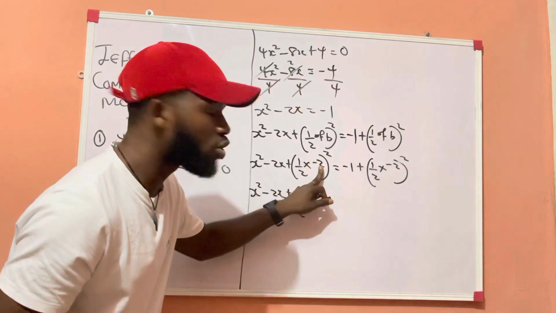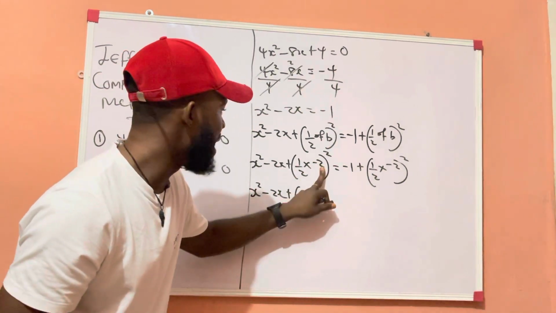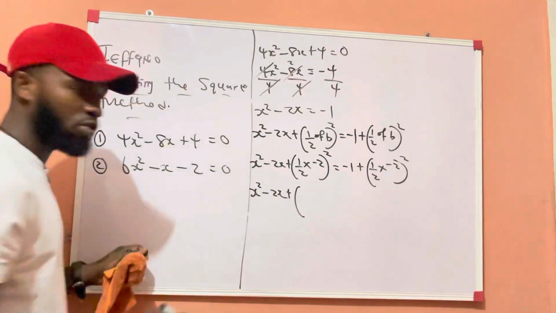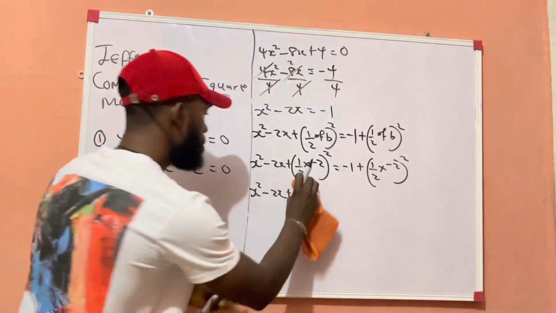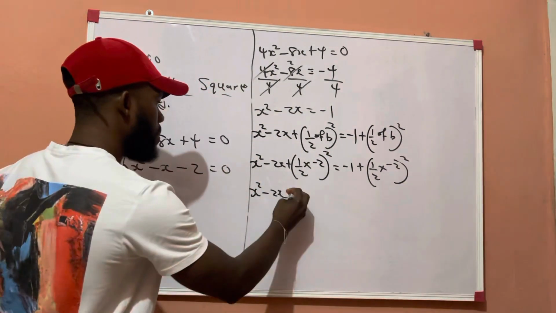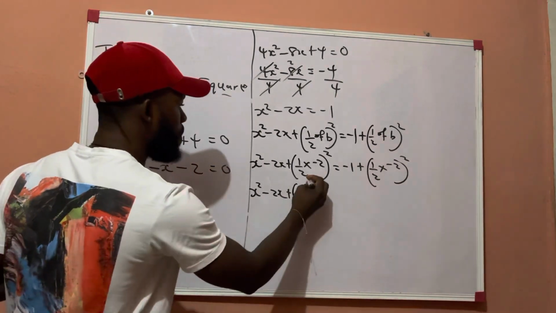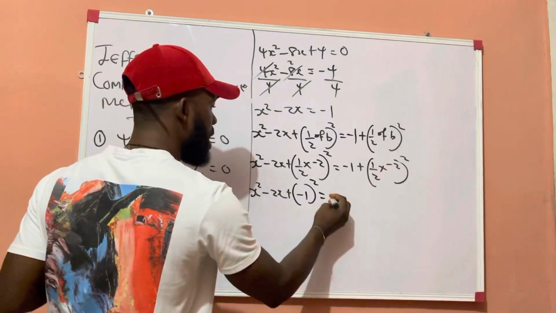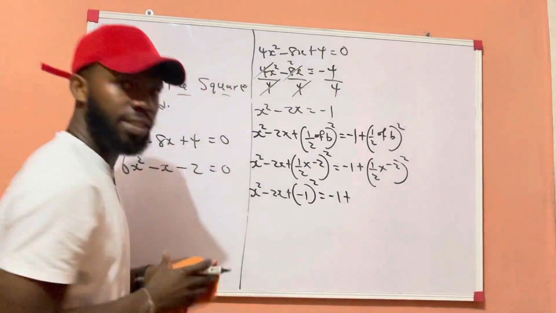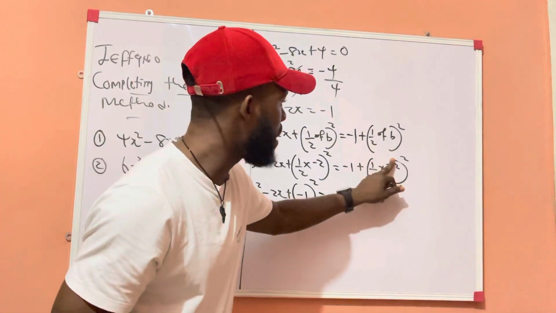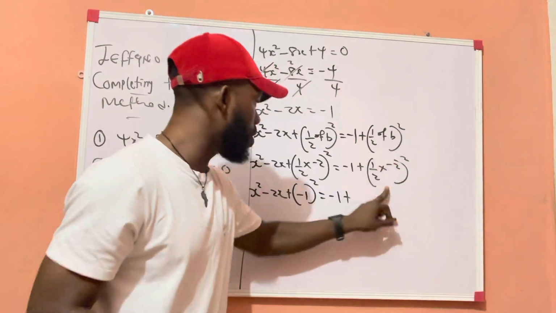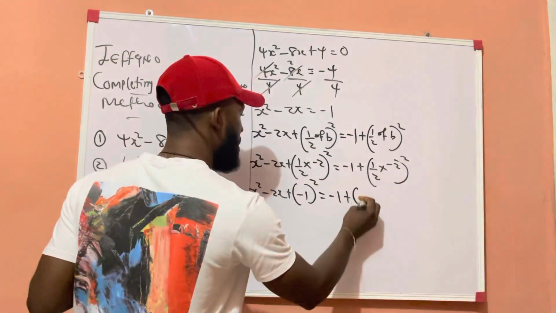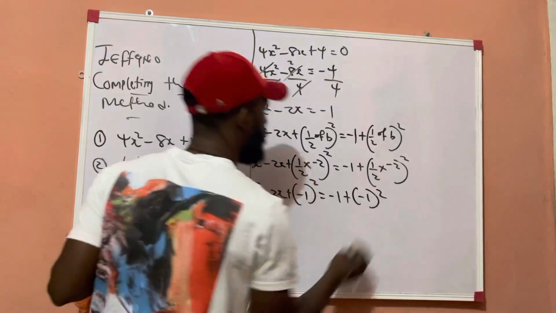1 times minus 2 will give us minus 2. Minus 2 divided by 2 will give us minus 1. So we have minus 1. For me, minus 1 raised to the power of 2 equal to, here we have minus 1 plus, the same thing happens here. 1 times minus 2 gives us minus 2, and minus 2 divided by 2 also gives us minus 1 raised to the power of 2.